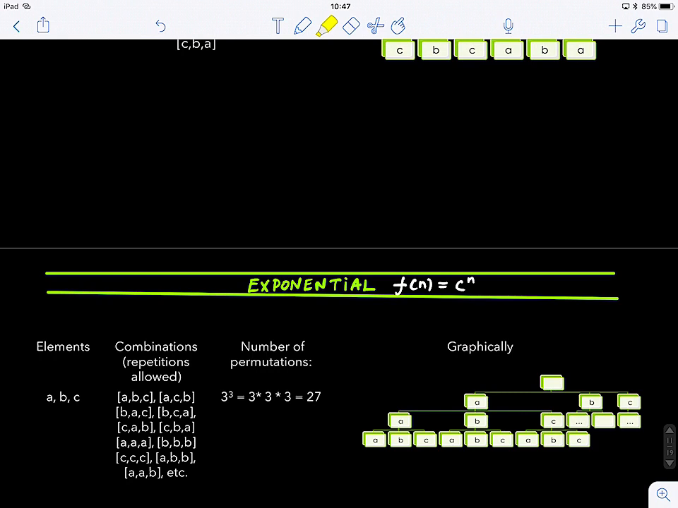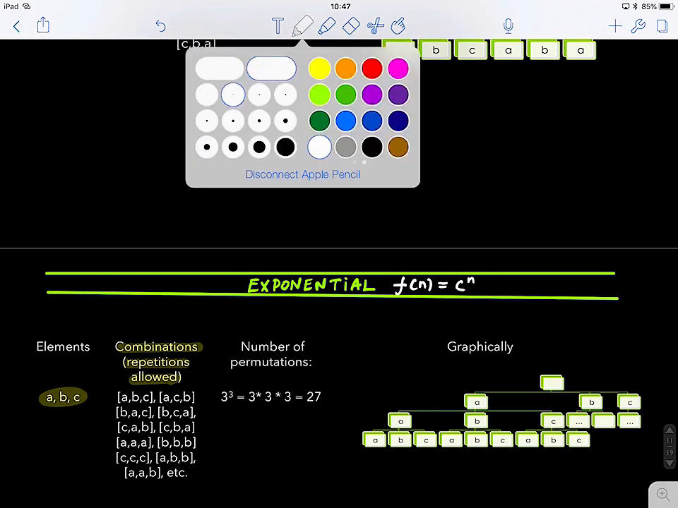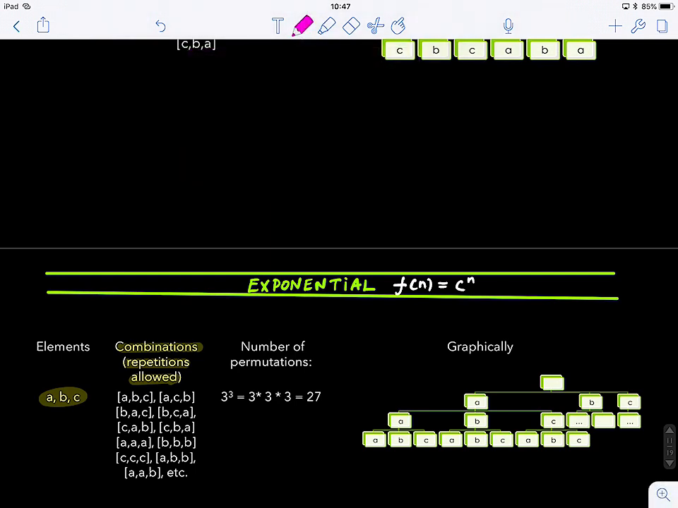Exponential basically counts the number of combinations of a set. So we have A, B, C, and repetitions are allowed, which means that here we can have A, B, B. So we can have repetitions. What do you think? Is exponential worse, does it take more time, or factorial?